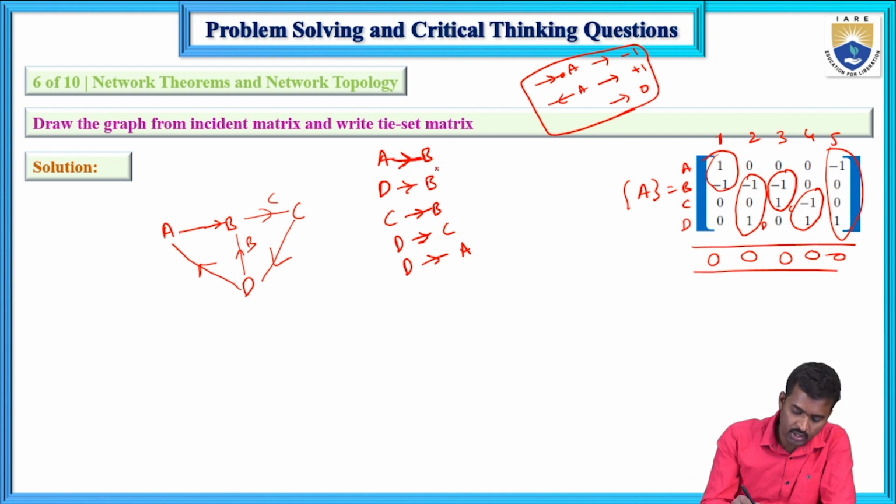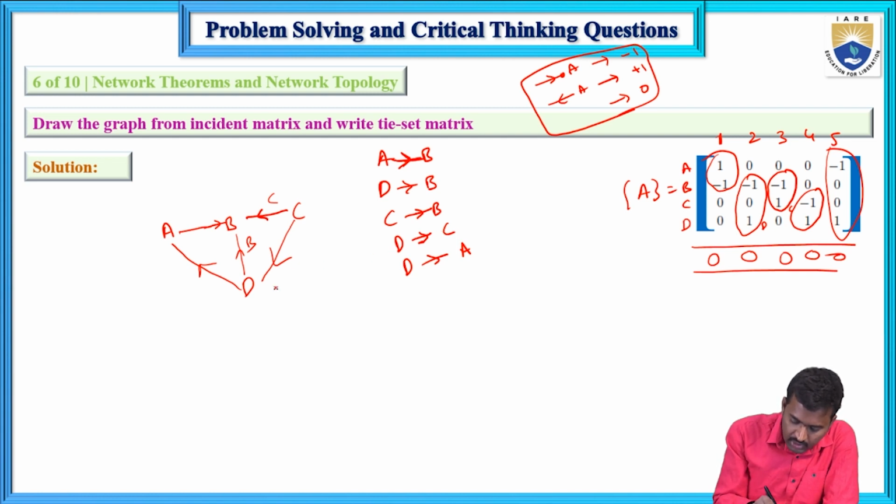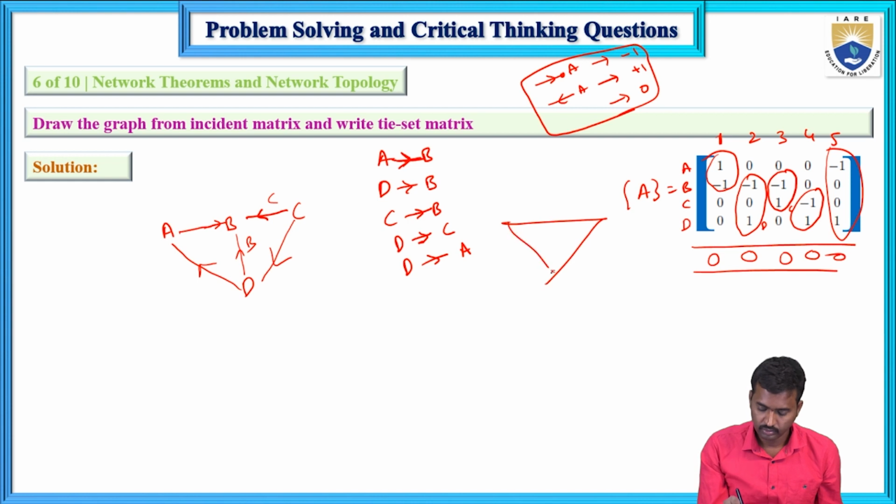Total how many branches? A to B is clear, D to B is clear, C to B, C to D, A to D, D to A. Now this is the graph: A, B, C and D, A to B, D to B, C to B, C to D, and D to C.